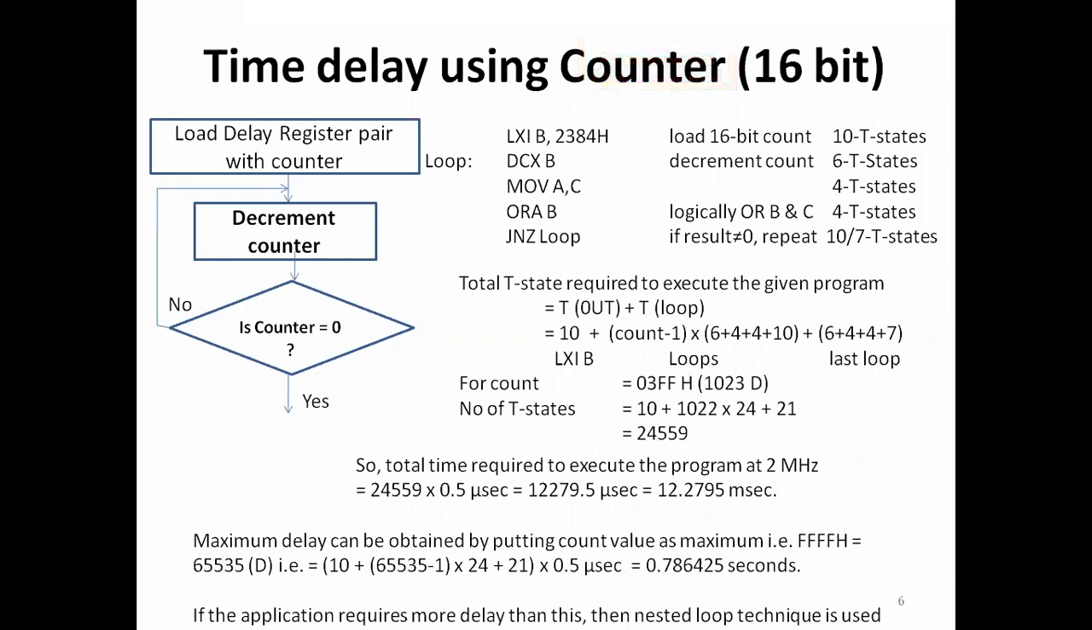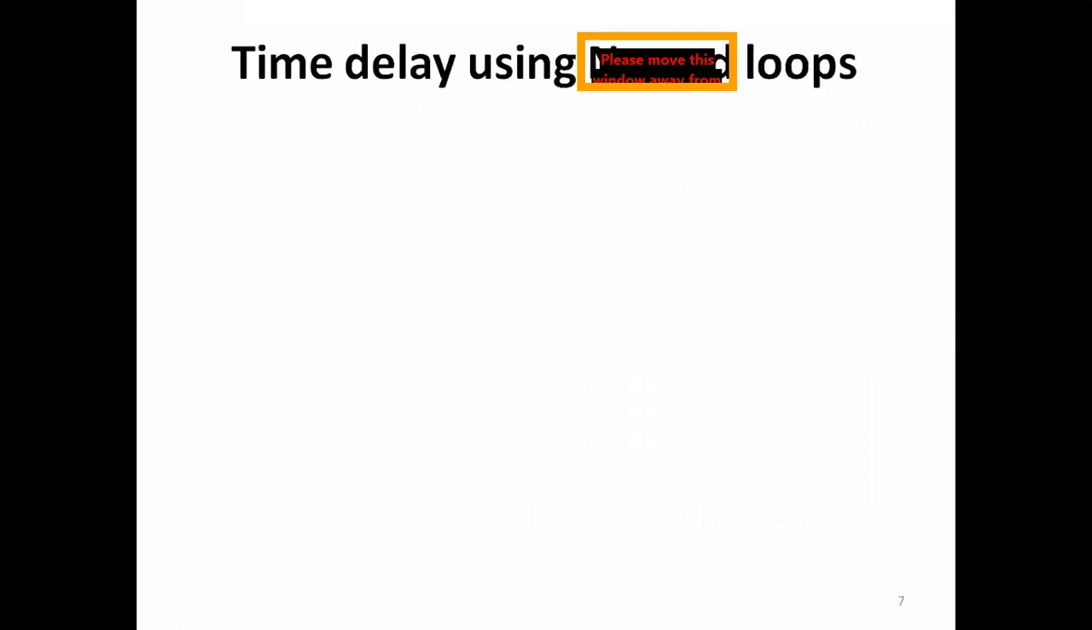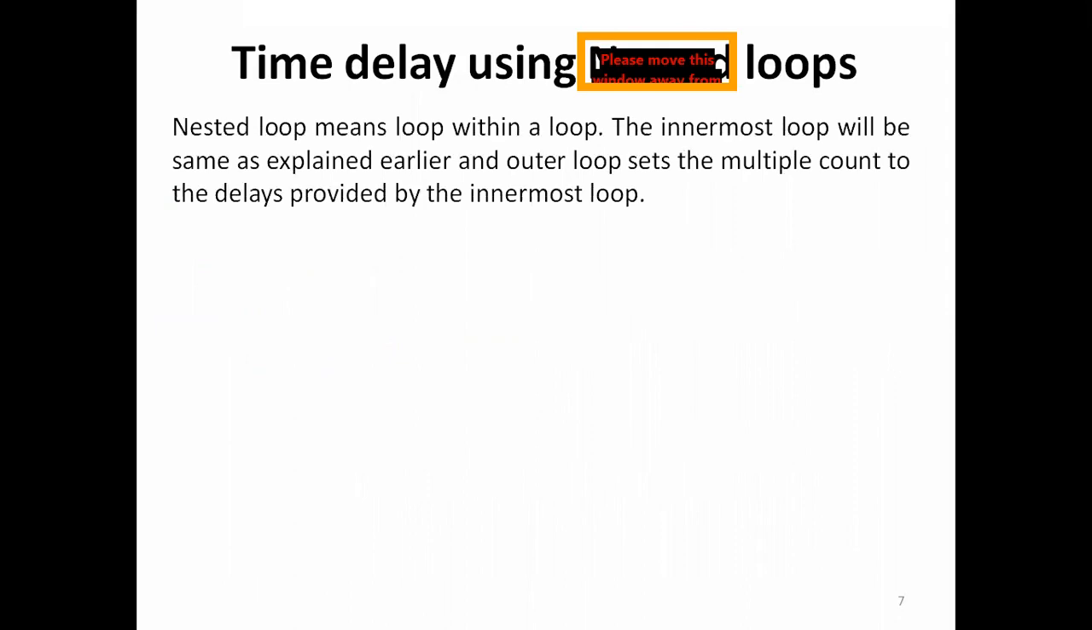We can go for nested loop techniques. Nesting of loops, or a nested loop, is known as a loop within a loop. So it is going to create more and more delay. How will it be done? With the help of a nested loop. The innermost loop will be the same as I have explained, and the outer loop is going to set the multiple count to the delay provided by the innermost loop.